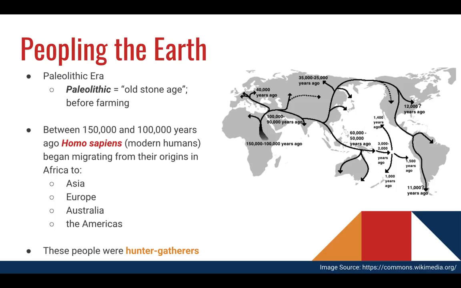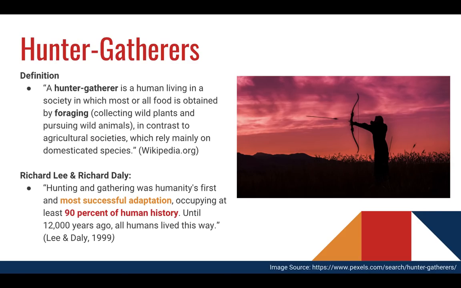And as humans slowly, and I want to emphasize the slow process of this, migrated to different areas, we had to adapt. Of course, the people who were migrating from place to place were hunter-gatherers. And a hunter-gatherer, as we'll see, is a human living in a society in which most or all food is obtained by foraging. And this is in contrast to farming or agricultural societies. And this definition comes, of course, from our lovely wikipedia.org.